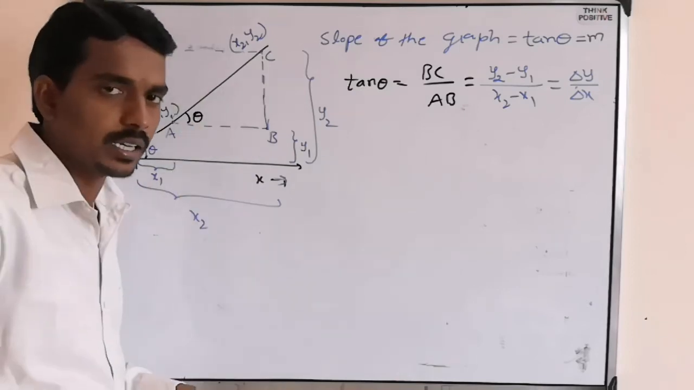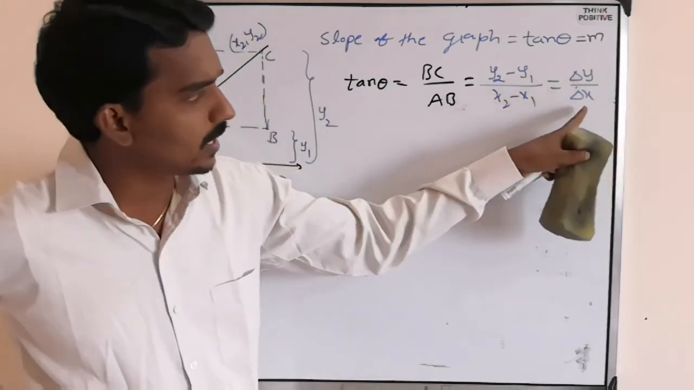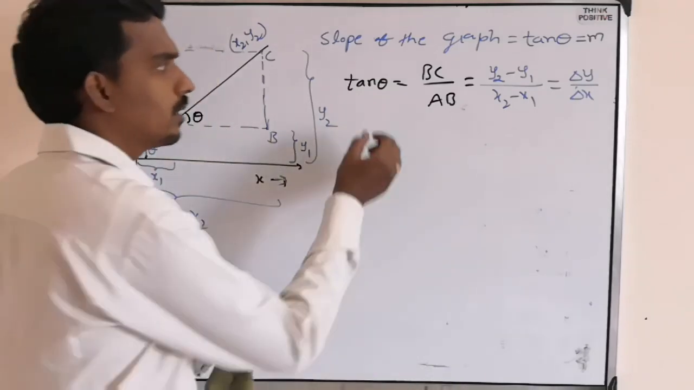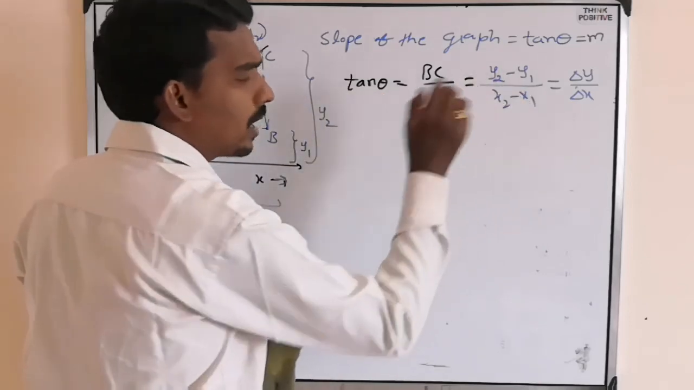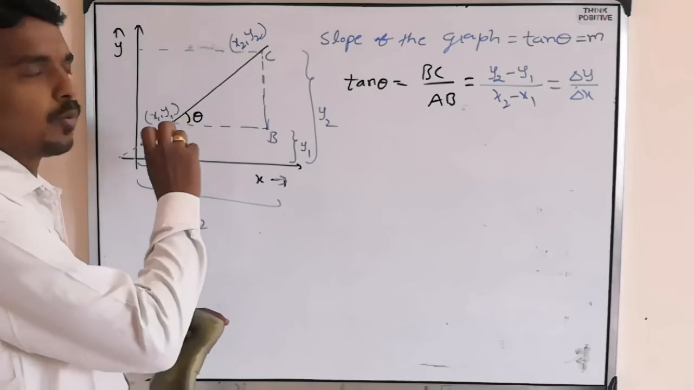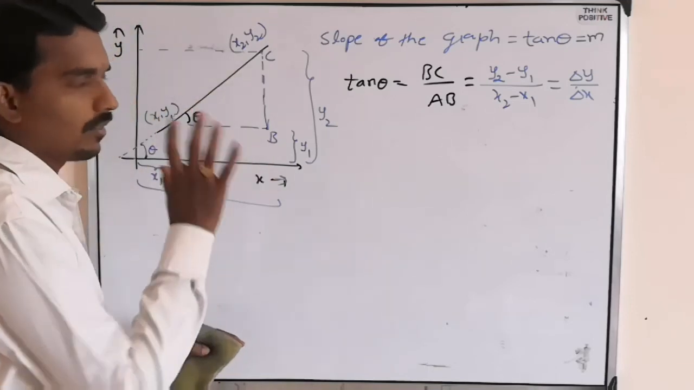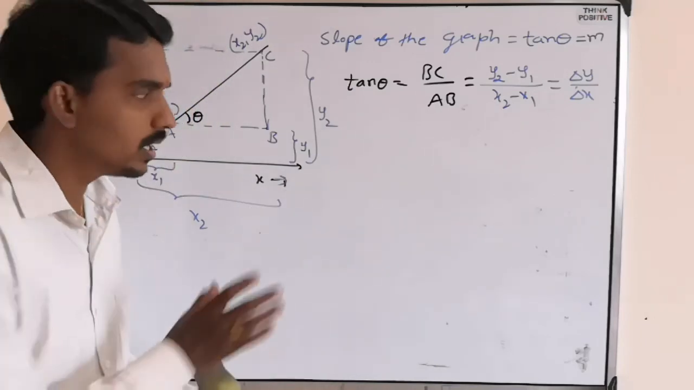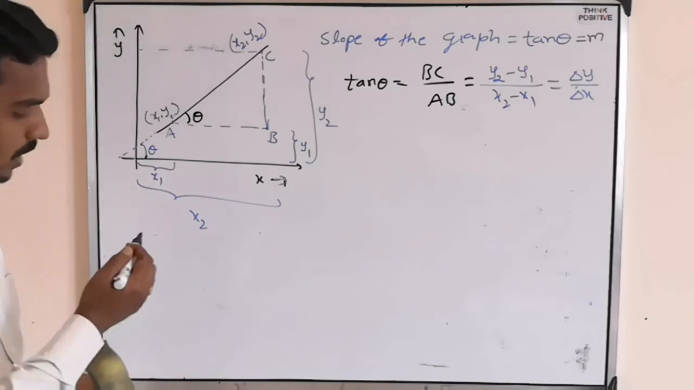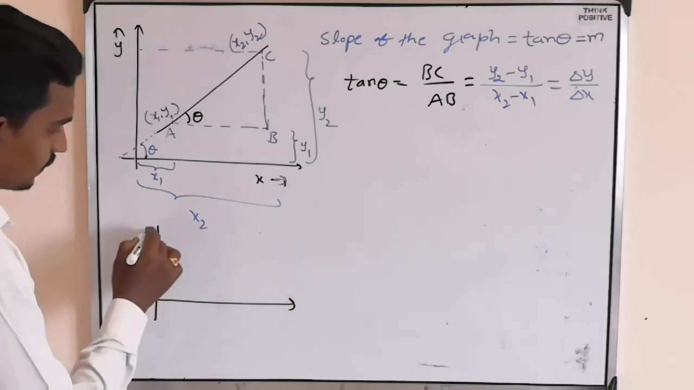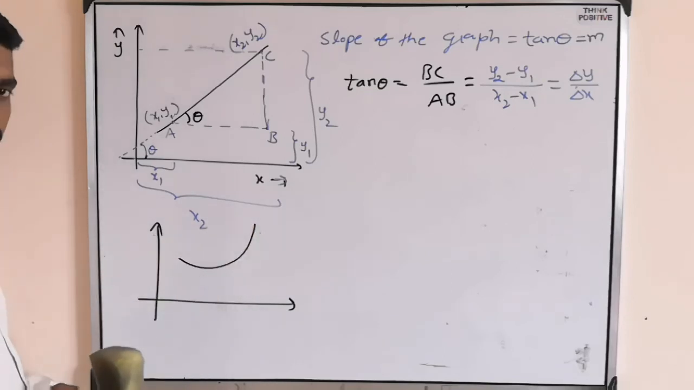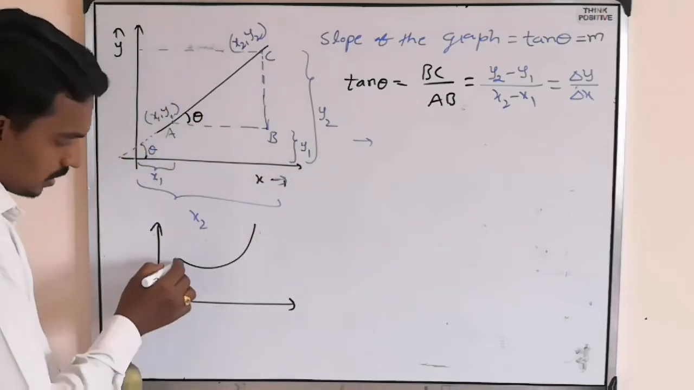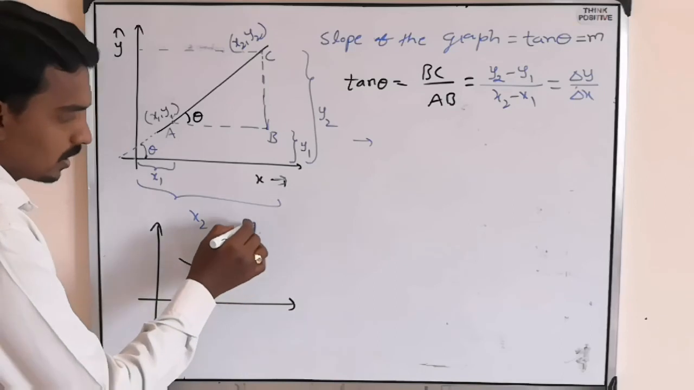So between 2 points on the graph, the change in y coordinate by change in x coordinate is nothing but the slope of the graph. Either you can find it from theta or from the coordinates of any 2 points on the graph. This is the slope of the graph. What kind of graph? Straight. Right? Now, let us take a curved graph. In case of a curved graph, the slope keeps on changing.